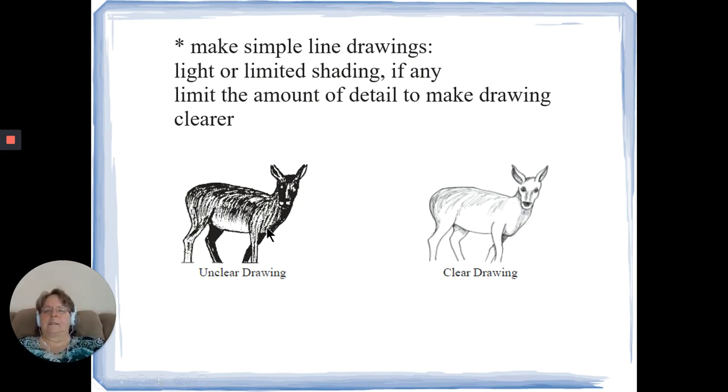So for instance, this is an unclear drawing. This is a deer, but you lose a lot of the distinguishing features because of all of the shading. So this is the same deer that's been redrawn with just minimal shading. You can see the difference. It's the same basic shape, but you can still tell it's a deer. But then when it's scaled down for the lesson, you'll still be able to tell what it is.